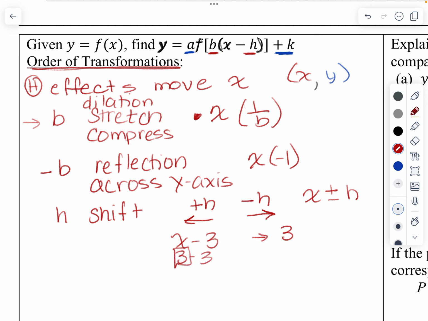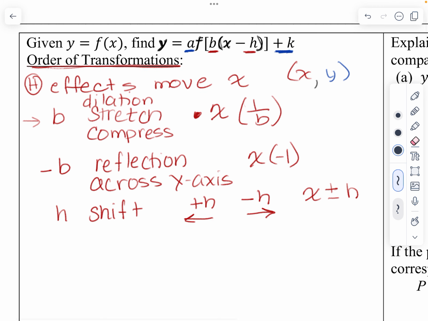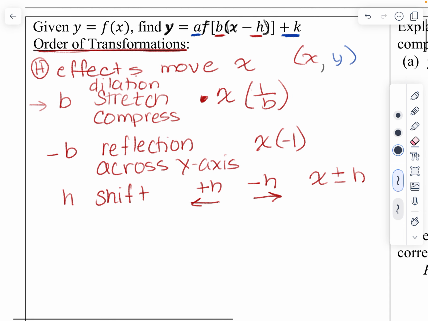So you need that x to be 3 so you can get it back to 0. Not a very good explanation of that, but that is what that comes from. Okay, so those are your horizontal effects. You can have a B, and that's just a dilation multiplied by the reciprocal. If it's a negative B, it's going to be a reflection across the y-axis, and then if you've got an H, it's going to push the graph left and right. Those are all effects on your X component.